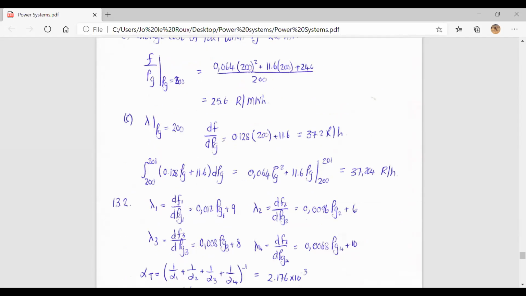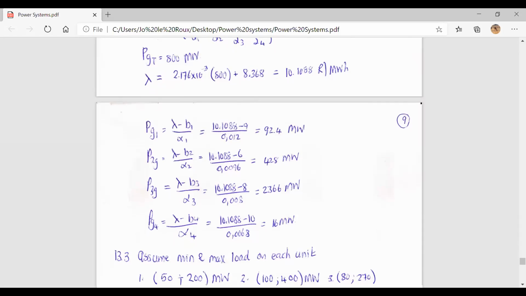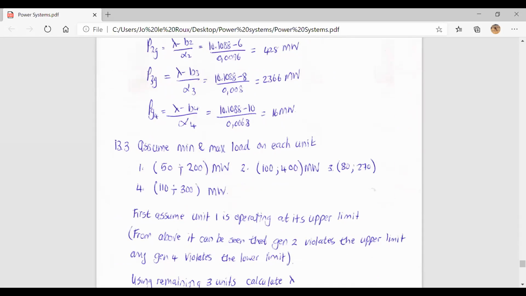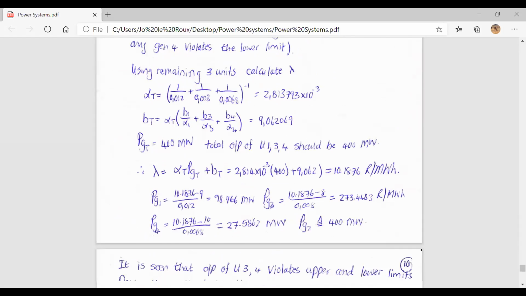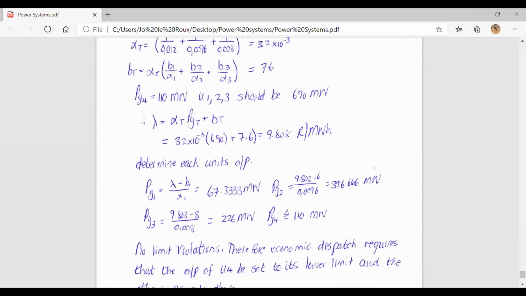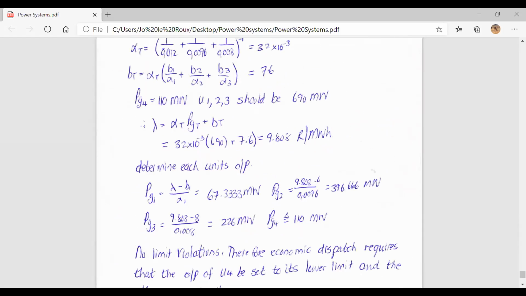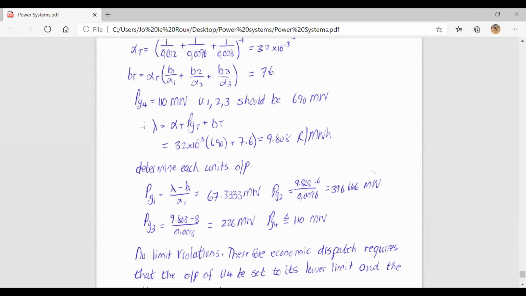Okay, these are the examples from the book. So if you can go through that, I think you should be fine. Any other questions?